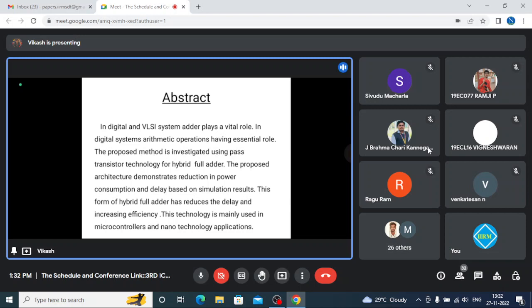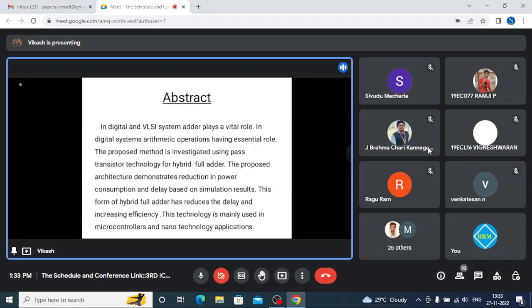The basic operation of most arithmetic components is binary addition. Addition is the most basic arithmetic operation. The analysis of adders has been carried out. The design and analysis of the one-bit hybrid full adder is more efficient than normal full adders. This form of hybrid full adder has reduced delay and increased efficiency. The technology is mainly used in microcontrollers and nanotechnology.